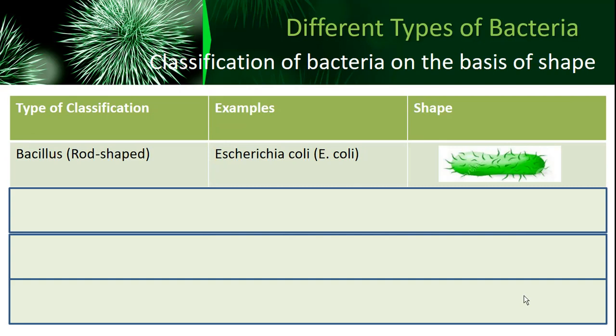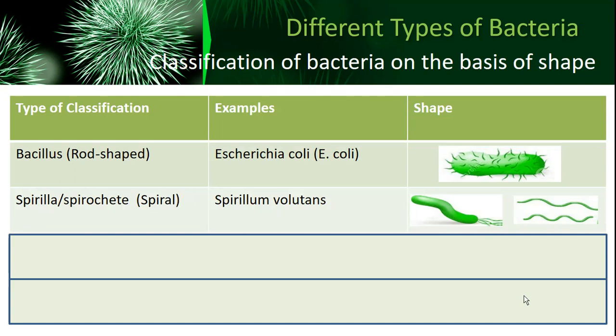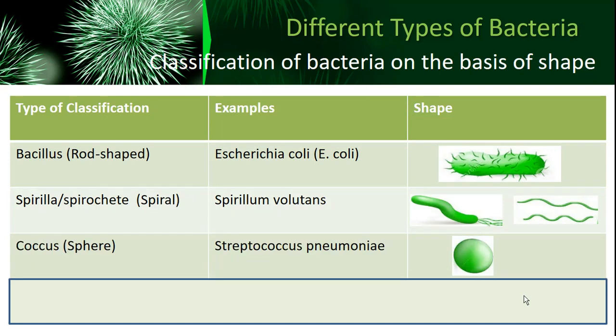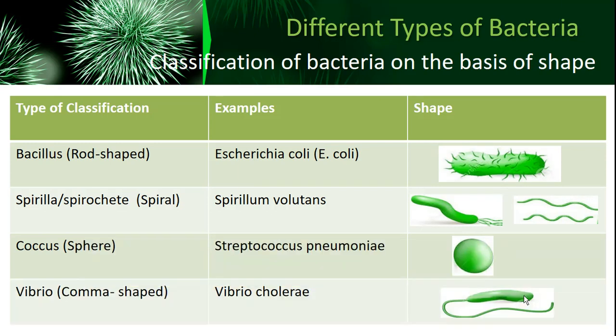coli. There are few bacteria which are spiral shaped, known as spirilla or spirochete, and the most common example is Spirillum volutans. कुछ बैक्टीरिया होते हैं जो स्फीयर शेप्ड होते हैं, उन्हें कोकस कहते हैं, and the example is Streptococcus pneumoniae. It causes pneumonia. There are few bacteria which are comma shaped and are commonly known as Vibrio, and the most common example is Vibrio cholerae, and नाम से पता चल रहा है it causes cholera.